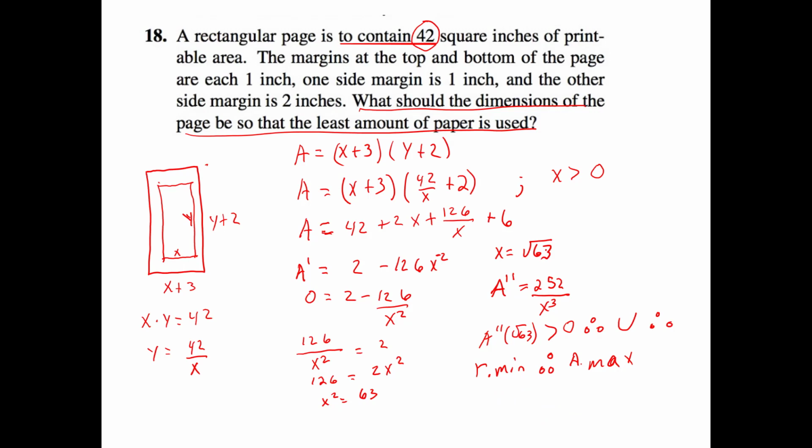So the dimensions are going to be the square root of 63 plus 2 by, and then for the y, remember the y was 42 divided by x, so then that's going to be 42 divided by the square root of 63.